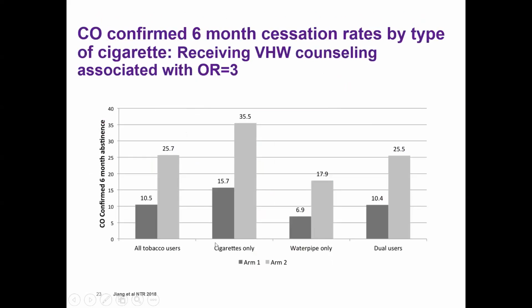We just actually published this in NPR. It may be online, but not printed yet. Let me explain what we're seeing here. Arm 1 is the dark gray, the ones who just assumed they got the brief counseling intervention. Again, we don't know necessarily whether they got it or not, by the way. This is arm 1, this is arm 2. So people who got the village health worker counseling had an OR of about 3 here.